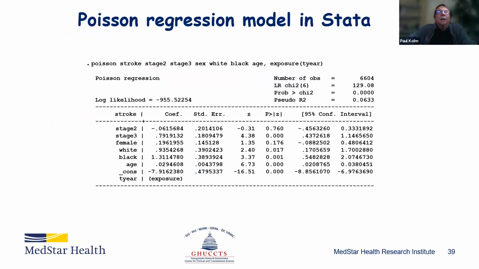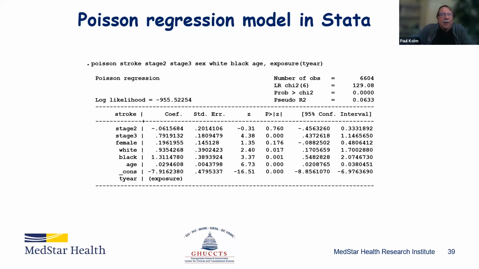So here's our regression output, our results. You can see that for stage 2 and 3, that's a comparison to stage 1. And so obviously for stage 3, you would think we're going to have more strokes than patients in stage 1. Then we have female, white, black, and then age. Again, these are the regression coefficients that we have listed here.